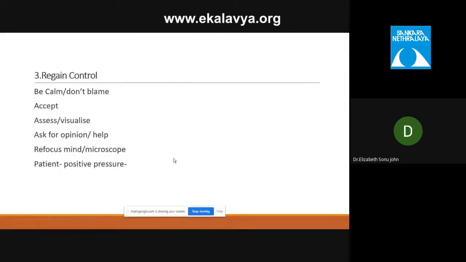Third is assess and visualize. What is the margin? Is it a small rent, a large rent? Is there vitreous? So assess and visualize the eye and ask for opinion or help, like immediately call out for help. But if you're alone, then we'll see how to manage it.